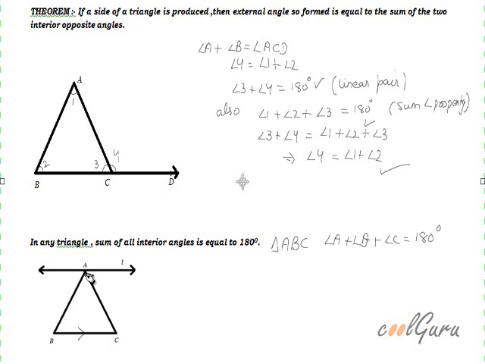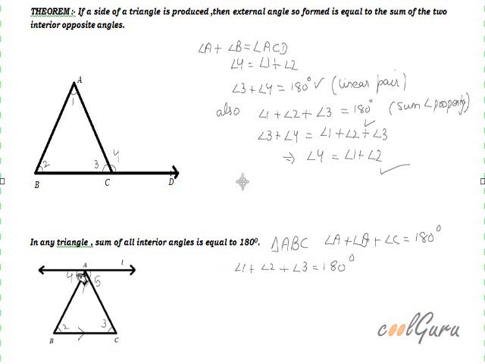through A. Now again let me name these angles: A as 1, B as 2, C as 3, this exterior angle as 4, and this as 5. Now we have to prove that angle 1 plus angle 2 plus angle 3 is equal to 180 degrees.